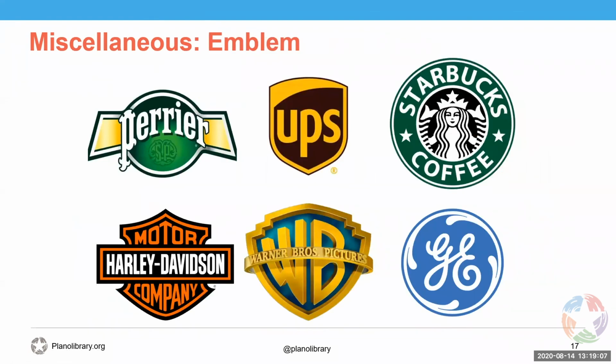Last but not least, we've got emblems. An emblem logo consists of a font inside of a symbol or an icon. So if you think badges, seals, or crests, these kind of traditional forms, these logos tend to have a traditional appearance about them that can make a striking impact. And thus they are often the go-to choice for many schools, government organizations, and agencies.